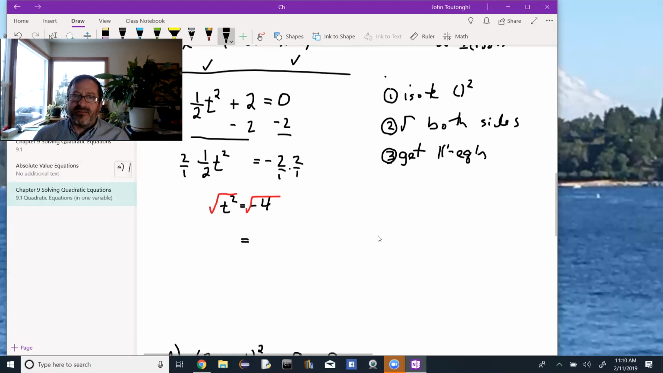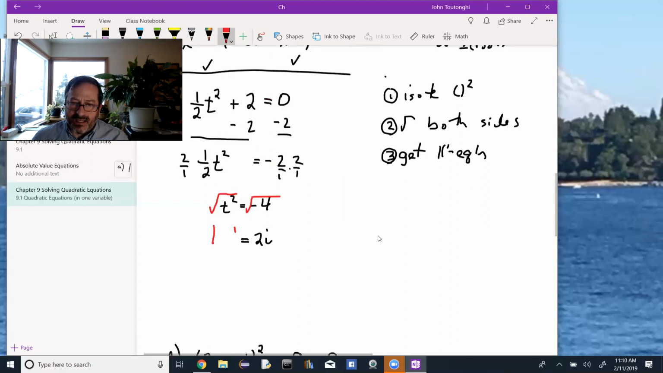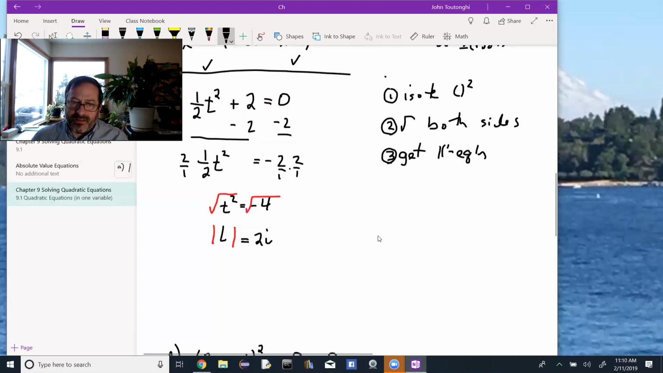Well, what's the square root of -4? This is why we studied imaginary numbers in chapter 8. The square root of -1 is i, square root of 4 is 2, so that's going to give me 2i. On the left, we have the square root of t squared. We'd like to say that's t, but it's not. It's the absolute value of t. So now we have the absolute value of t equals 2i.